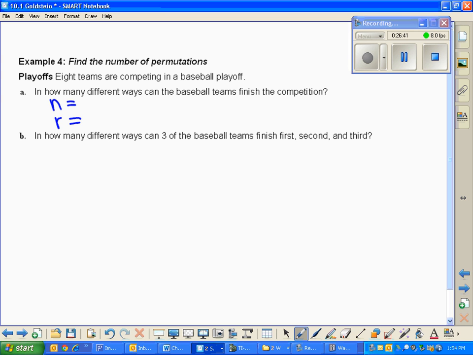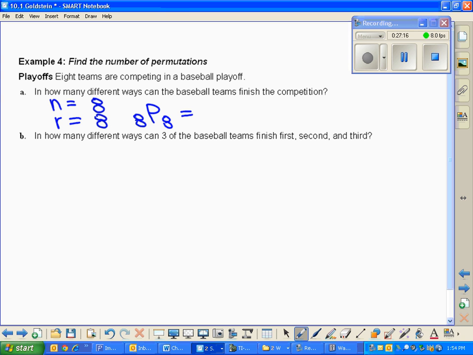We have 8 teams, and we want to know how many different ways these teams can finish in the competition. Does anyone have any ideas about what n could be? Megan? N is 8. There's 8 total teams. That's how many distinct objects there are. Does anyone have any ideas about r? It's also 8. There's 8 different spots: first place, second place, third place, all the way up to 8th place. 8 different spots that we can be rearranging these objects in. So that looks something like this: 8 for our n and 8 for our r.